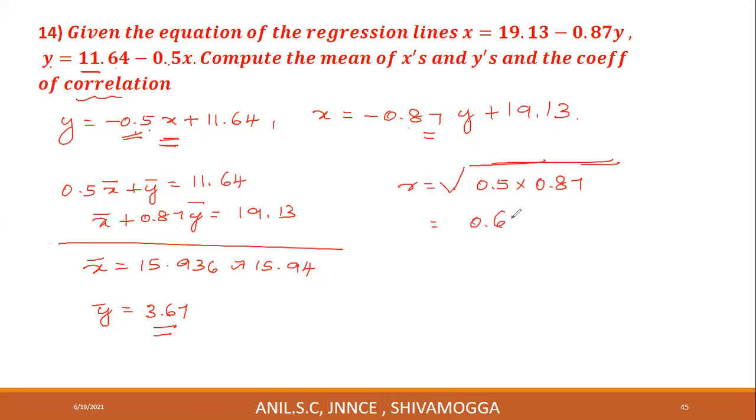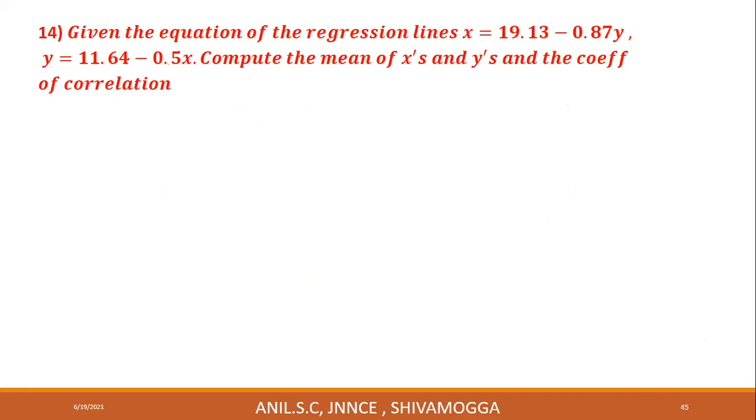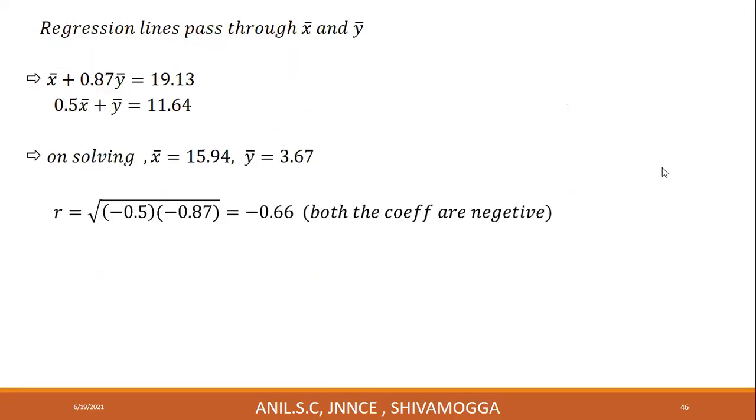0.655. Both the x coefficient and y coefficient are negative, therefore r is negative: minus 0.655, approximately minus 0.66. This is what we required. Clearly, it lies between minus 1 and plus 1, closed interval, endpoints are included. I'll make a note of this: x bar is 15.94, y bar is 3.67 and r is minus 0.66.